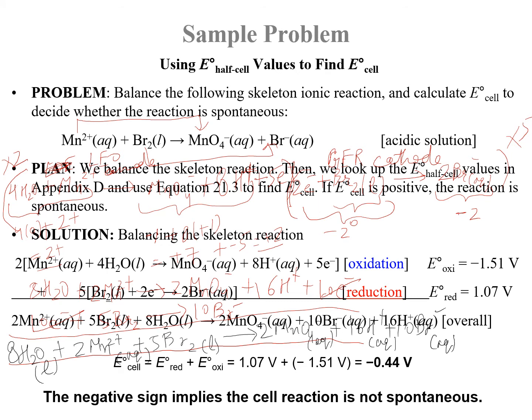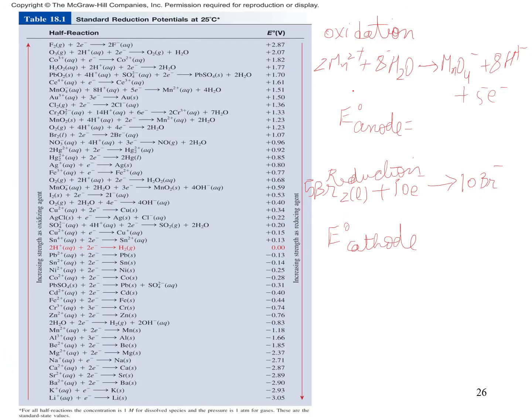We go back to our chart and we look for the values of our two reactions that are happening. I just rewrote those reactions right here from what we just did. So this is happening at the anode. We know that this is an oxidation reaction. This is happening at the cathode. This is a reduction reaction.